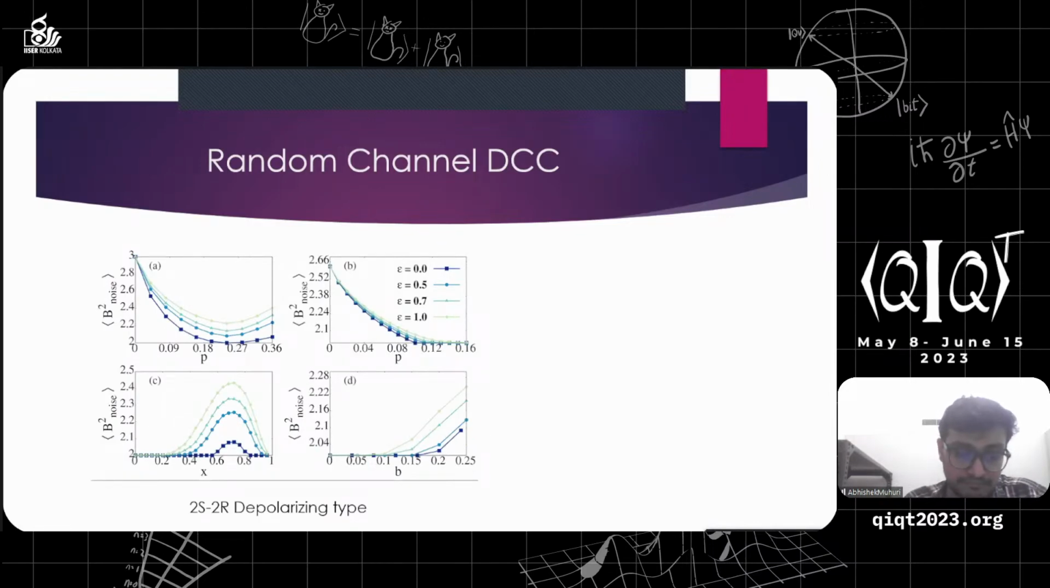Okay, so the next result is the most interesting one. This figure is for the two sender, two receiver case, and the depolarizing type random noise channel. We earlier observed that the depolarizing channel can incur nothing but detrimental effects on dense coding capacity, but interestingly, a depolarizing type random channel can give better news even in this case. Alpha is again fixed at 0.9, which is very high.